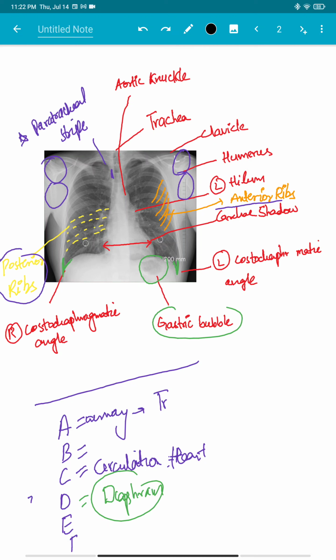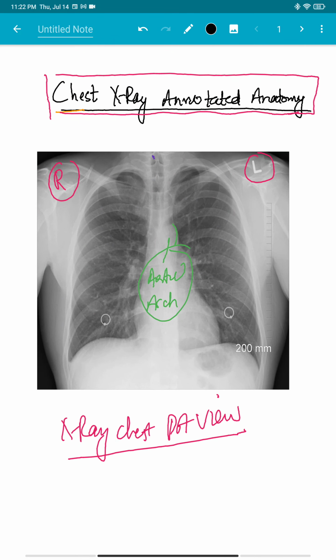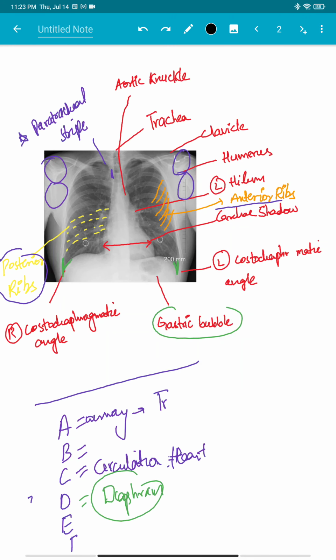Okay, and E for esophagus. The esophagus is not easily visualized on a chest X-ray unless there is a very gross anatomical pathology in the esophagus, or any inhaled or ingested foreign body, like a metallic coin or other such things. They can be visualized. This here is the esophagus most likely, on the left side. We can say this is the esophagus. That's the esophagus. Now what's the next thing?